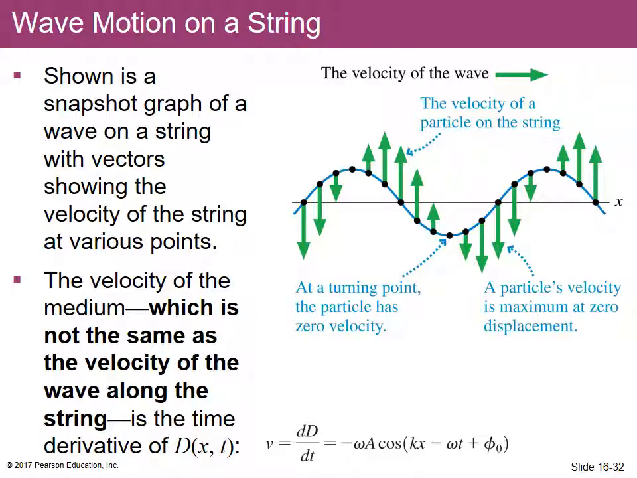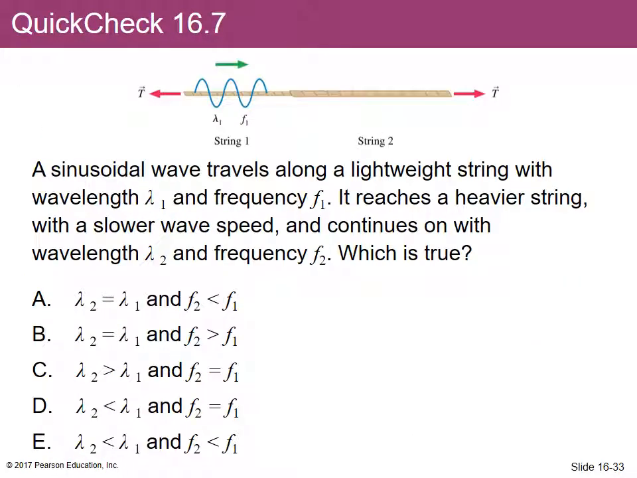Since the string is in motion, we can define the velocity of the string at any point in time. The motion of the string is the displacement. The velocity is the derivative with respect to time of the displacement. This velocity is the motion of the string. It is not the velocity of the wave on the string. Here's another problem for consideration.